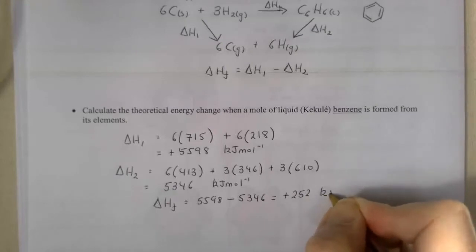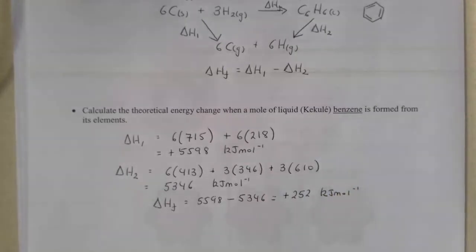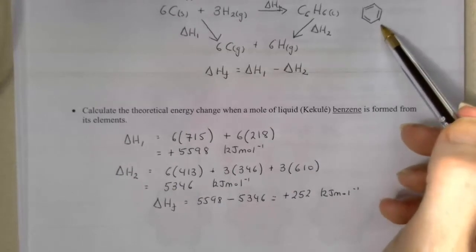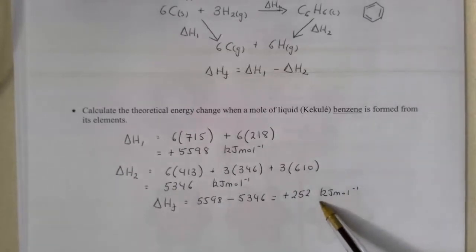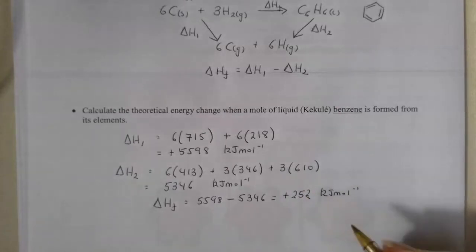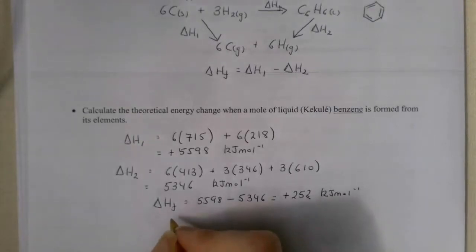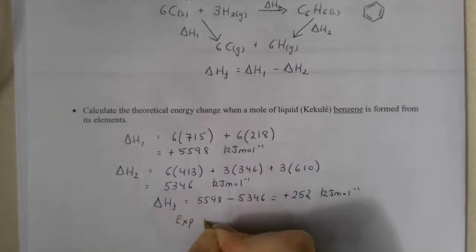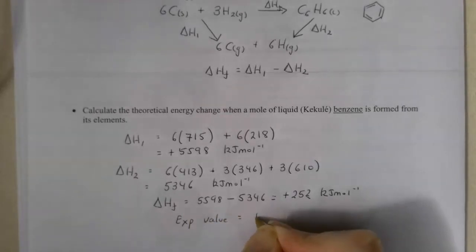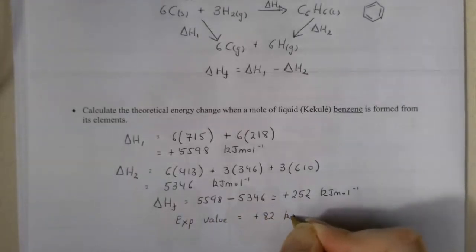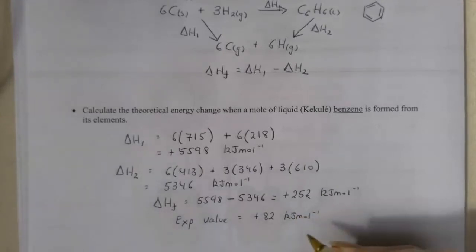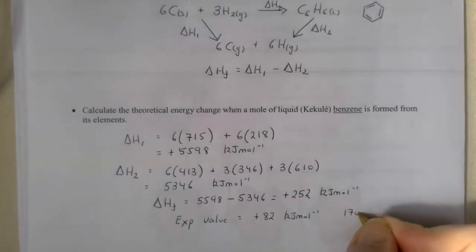252 kilojoules per mole. In other words, if this was the correct structure, making 1 mole of benzene from its elements under standard conditions would require 252 kilojoules of energy. When we actually do this in reality, and we do the experimental value, the experimental value is plus 82 kilojoules per mole. In other words, I'm missing 170 kilojoules of energy from somewhere.